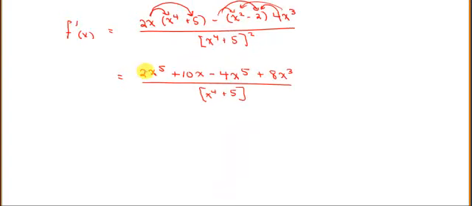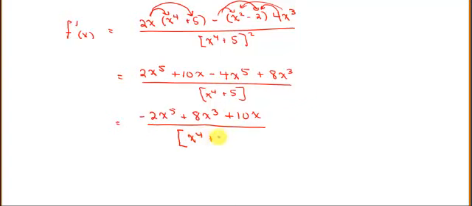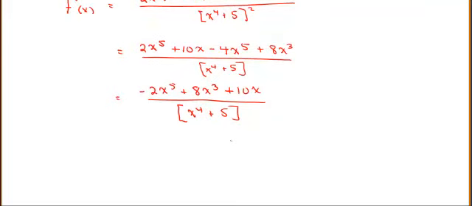Well, we can combine the like terms of 2x to the fifth and negative 4x to the fifth, and we're left with negative 2x to the fifth plus 8x to the third plus 10x, all over x to the fourth plus 5 squared. We have the derivative, and it's probably about as simple as we're going to make it right now. So let's set it equal to 0.